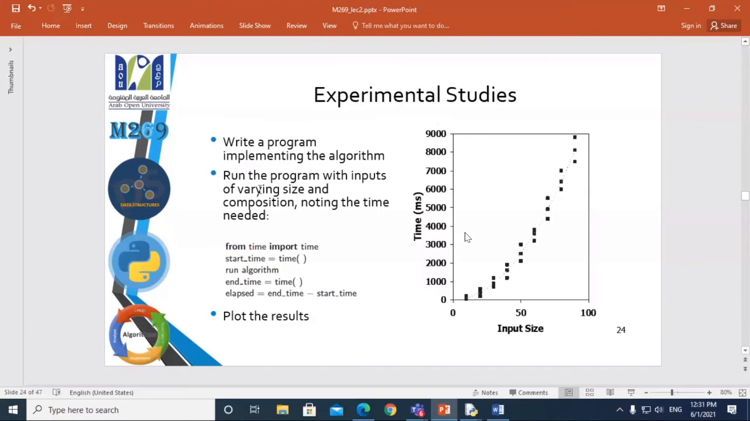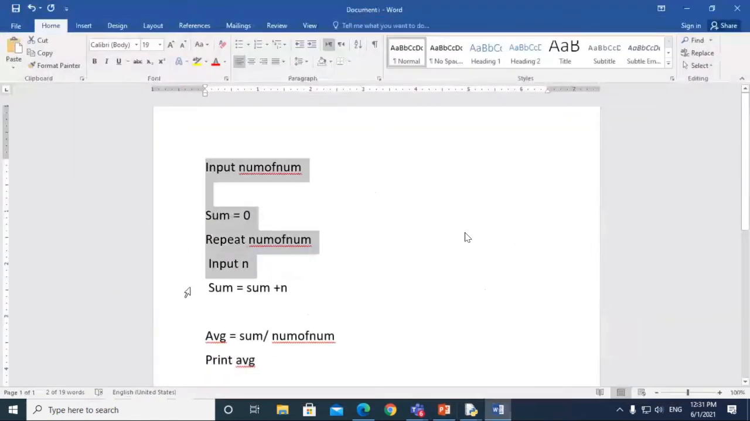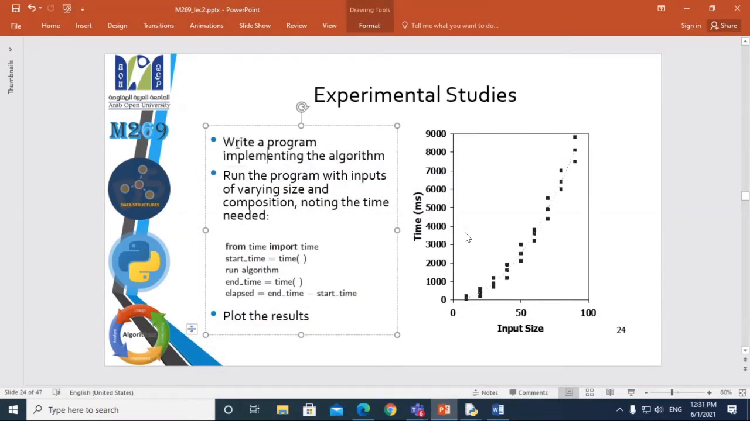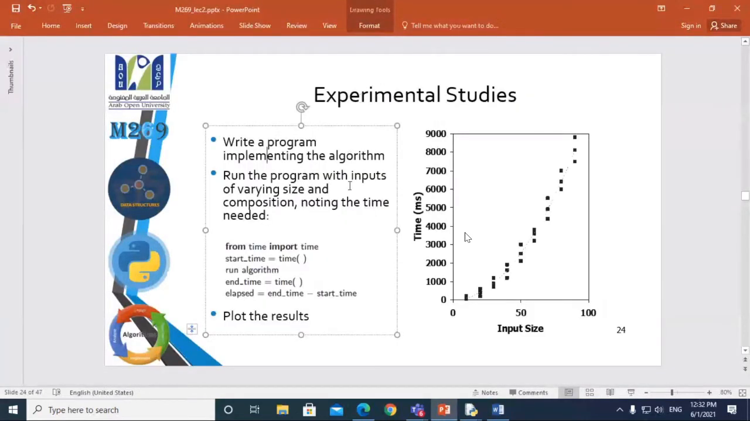For example, you have a problem. So write a program implementing the algorithm. Now you have a problem, you will create an algorithm. That is the algorithm. So write a program implementing the algorithm. You might use, for example, Python. So you will solve this problem now in Python. This is number one, this is the experimental one. We will see another story. In the experimental, I will write a program implementing the algorithm.